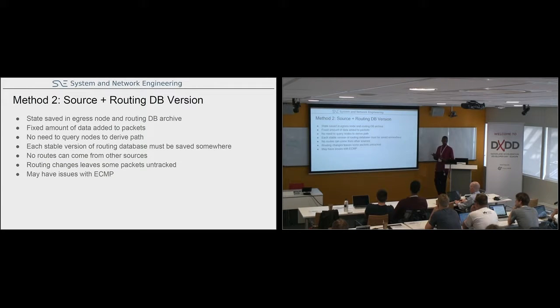This could also have issues when you're using equal cost multipath routing, as it's not just the routing protocol to determine that. It could be round robin, that sort of thing. Good thing about this is a fixed amount of data is added to each packet, though.